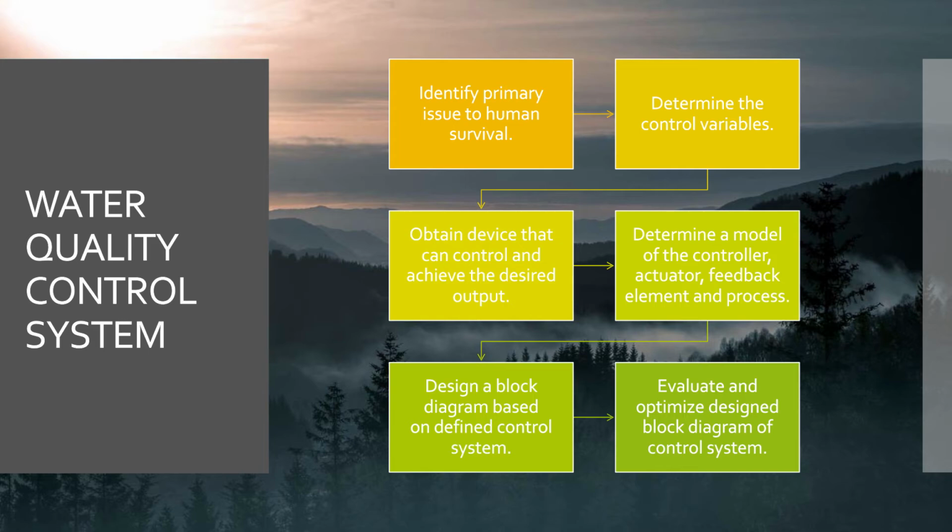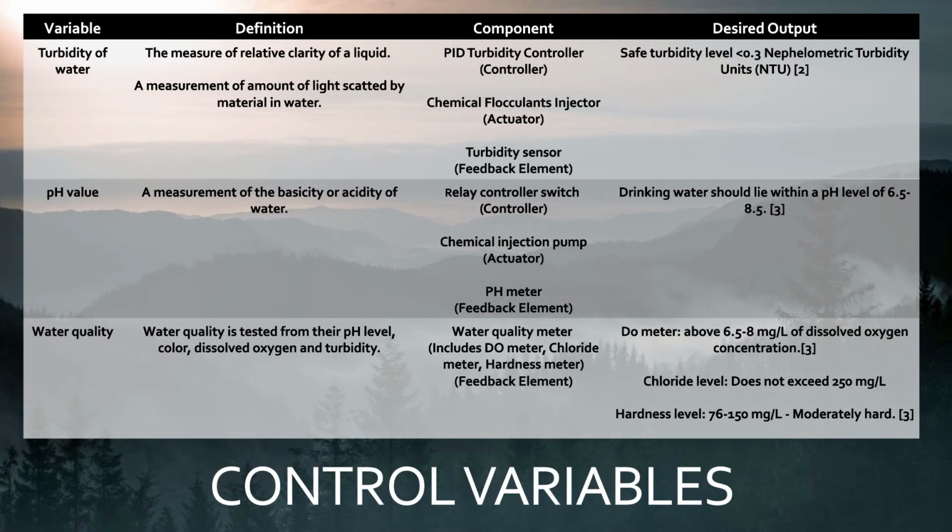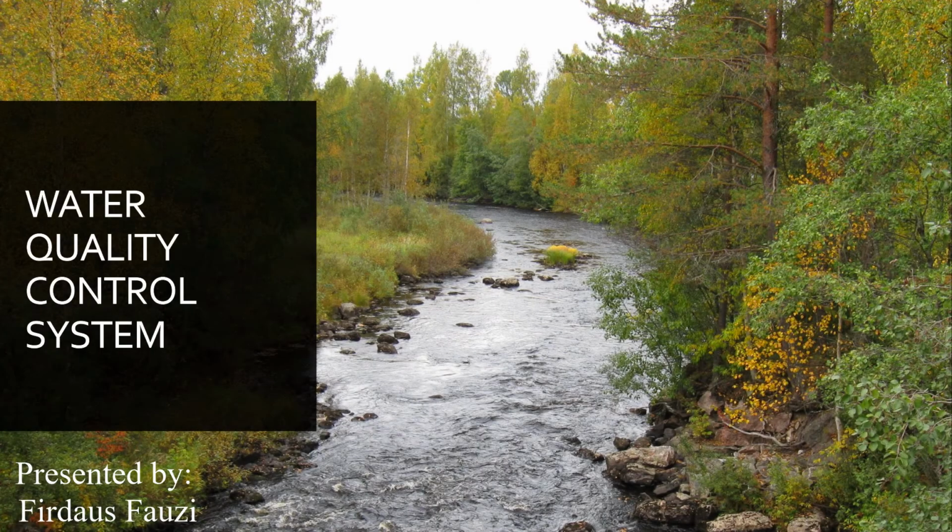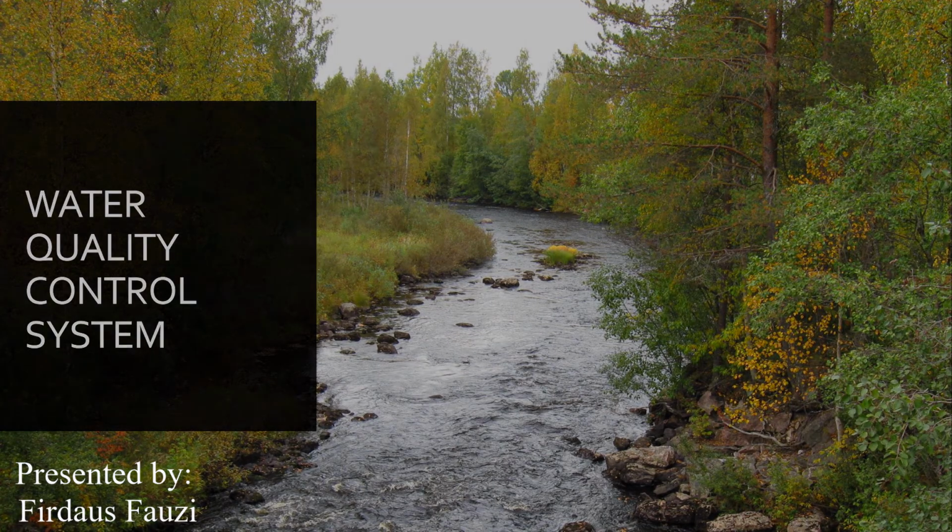Next, a model of the controller, actuator, feedback element, and process was determined, and a block diagram based on the defined control system was designed. And lastly, we evaluate and optimize the design block diagram of the control system. So the control variables for our water quality control system will be the turbidity of water, the pH value, and the water quality. Let's take a look at the water quality control system that we have designed.